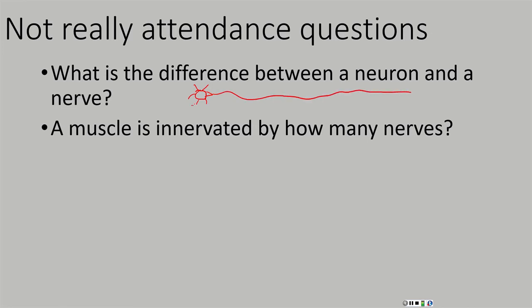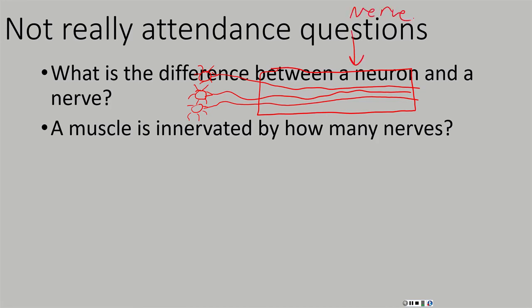But if there was another neuron nearby, it may have an axon going the same direction, and another neuron nearby with an axon going the same direction. Well, these axons may be collected in some connective tissue, and this would be a nerve. So a nerve is just a bundle of axons. Specifically, it's a bundle of axons in the peripheral nervous system.